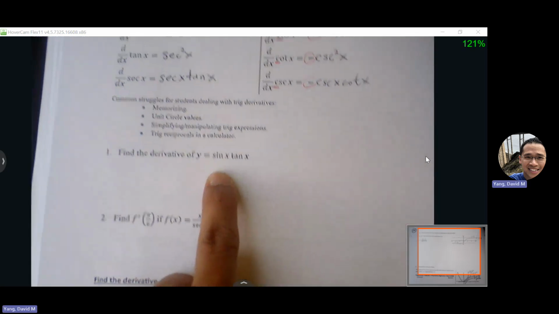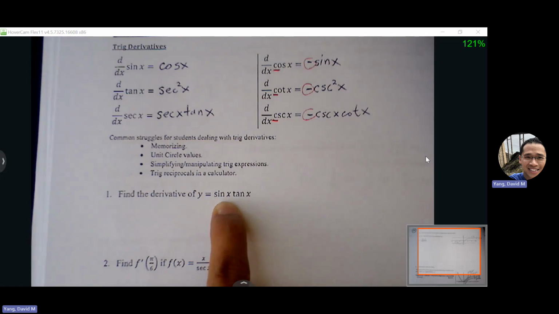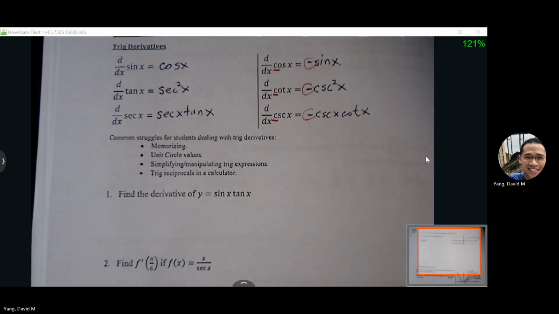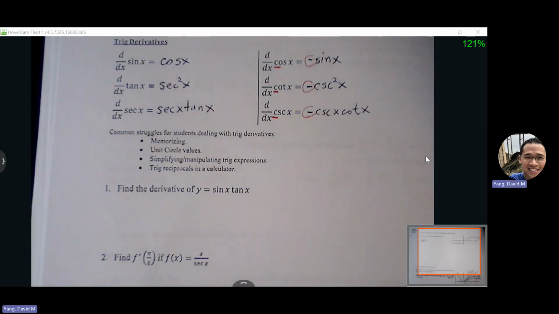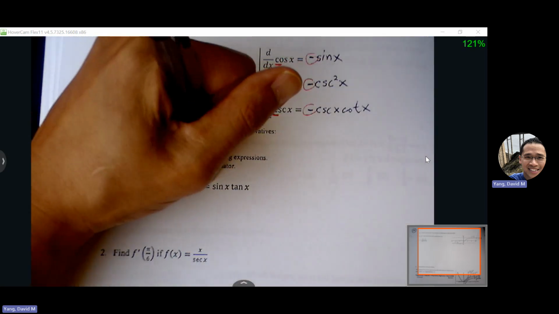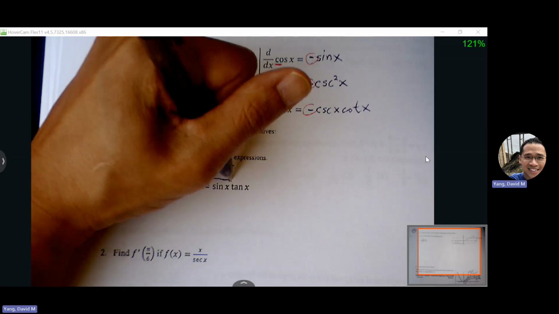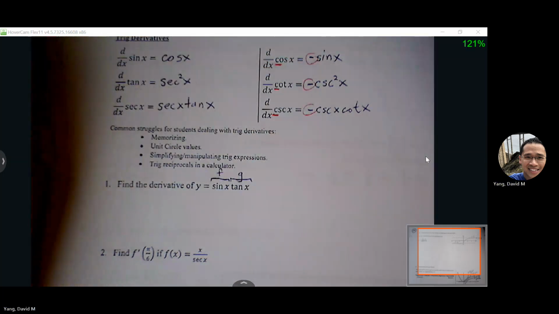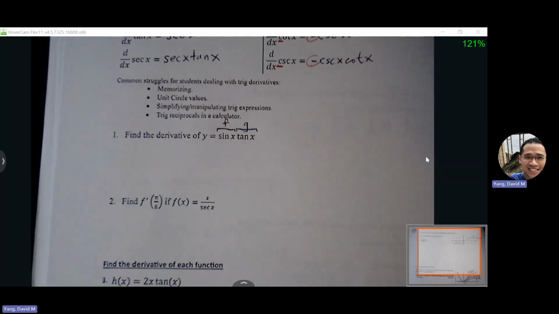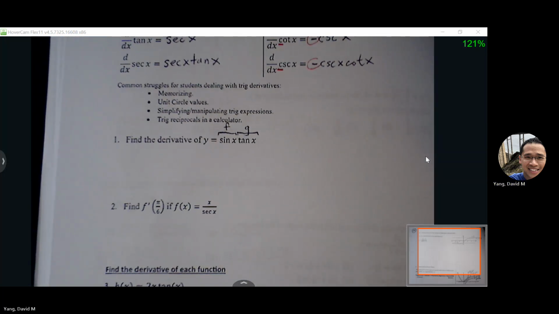Okay, so this one's asking for the derivative of sine of x times tangent of x. What do you think we need here? Product rule, right? Sine and tangent are clearly independent functions. They're being multiplied by one another. Anytime I want to find the derivative of two things multiplied with each other, I have to go through product rule. Okay, so go ahead and try it, and I'll work through it at the same time you do.